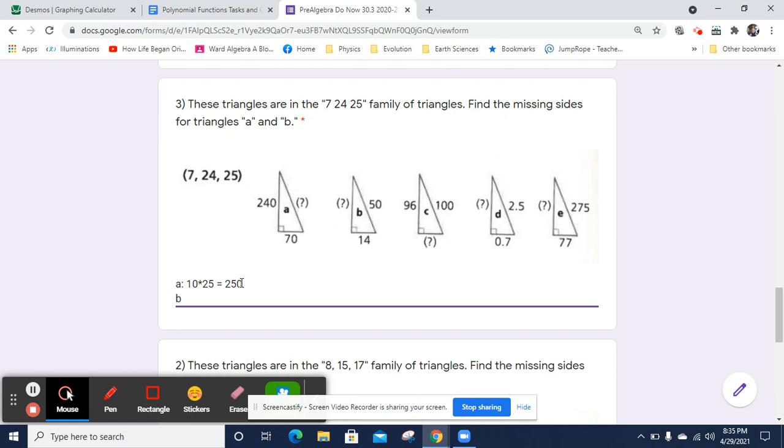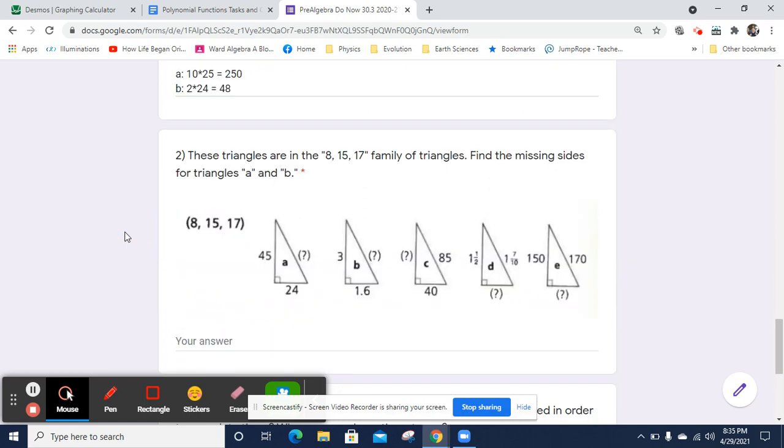And then B, let's look at B. That's a 14. That is a multiple of 7. So that's probably the 7. It's also the short side. So that's going to be 2 times 7. And 50 is 2 times 25. So we're doing 2 times 24 here. So that's going to be 2 times 24, which is 48. So that is a 14, 48, 50 triangle.